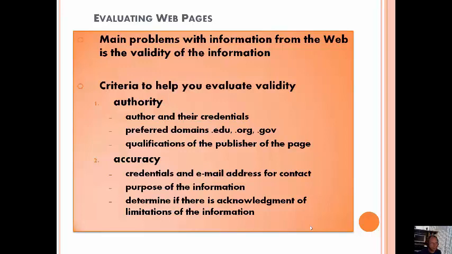The second is accuracy. Credentials and email addresses for contact, purposes of the information. In other words, if somebody doesn't give you any kind of contact information so that you can ask them questions or ask them, well, where'd you get this or where'd you get that? That right there is suspect. And determine if there's an acknowledgement of limitations of the information, or if this in fact is all-encompassing information and is absolutely true and valid. Of course, if anybody says that, you might want to reject them as a source right there.